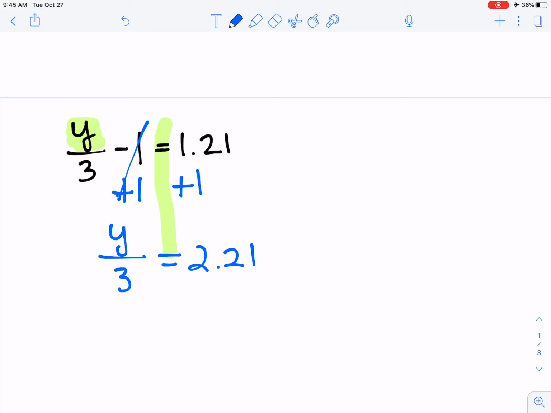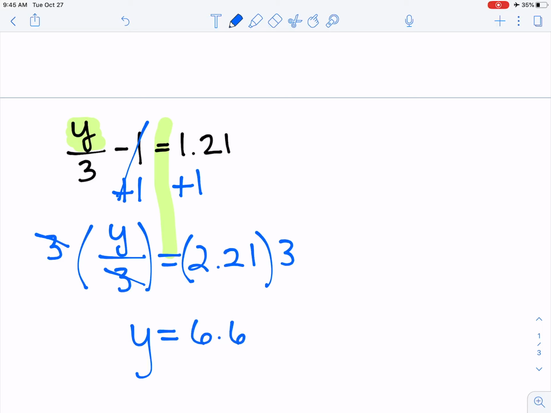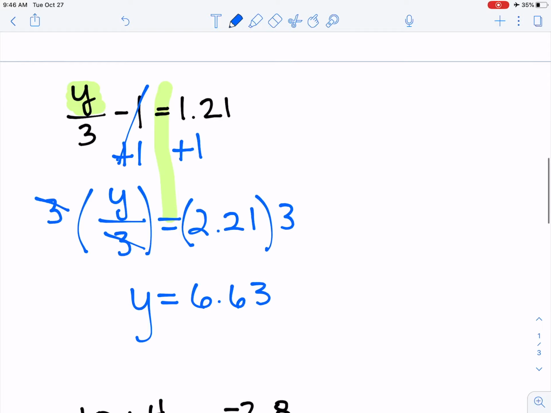So now what I have to do is I have y being divided by 3. The opposite of dividing by 3 is multiplying by 3. So I'm going to multiply both sides by 3. When I do that, this multiplying by 3 and dividing by 3 cancel out. And I'm left with y equals, and then 2.21 times 3 is going to give me 6.63, or 6 63/100ths. All right, one more example to look at.